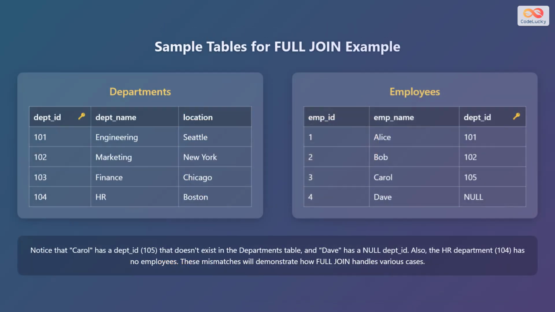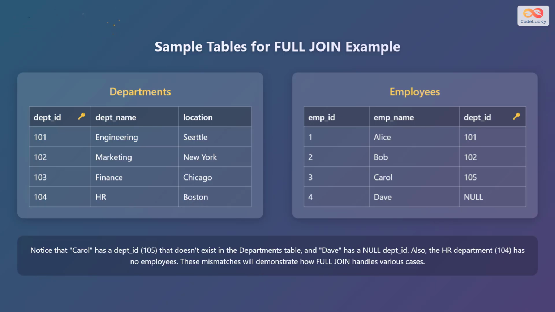Let us look at the sample tables for our full join example. On the left, we have a table named Departments with columns department_ID, department_name, and location. It contains sample data for the engineering, marketing, finance, and HR departments. On the right, we have the Employees table, which includes columns EMP_ID, EMP_name, and department_ID. It includes data for Alice, Bob, Carol, and Dave.